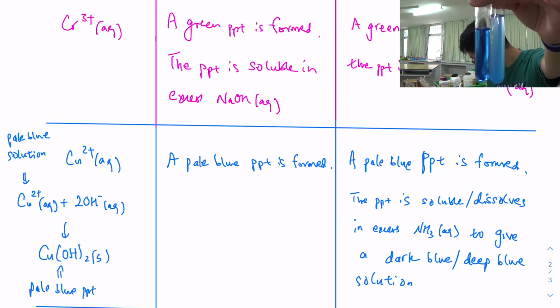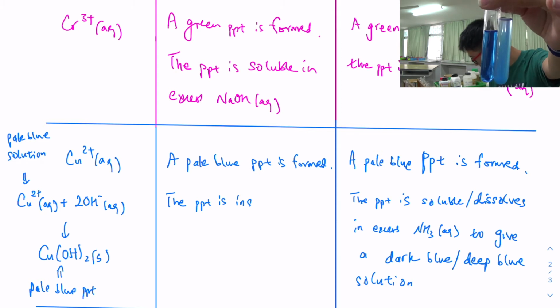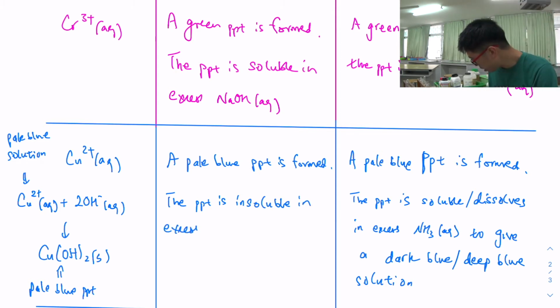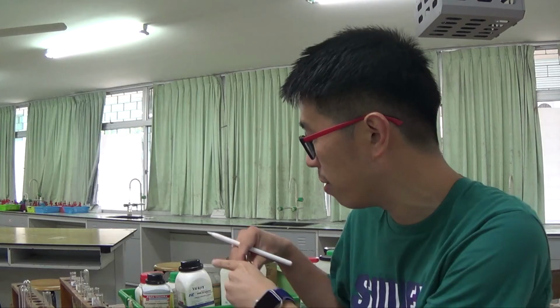Okay, but then this pale blue precipitate was in NaOH, and the precipitate is insoluble. The precipitate is insoluble in excess NaOH aqueous. These are the kind of results that tell you the copper 2 plus is present. This is test number 1. This is test number 2, just to confirm it further.